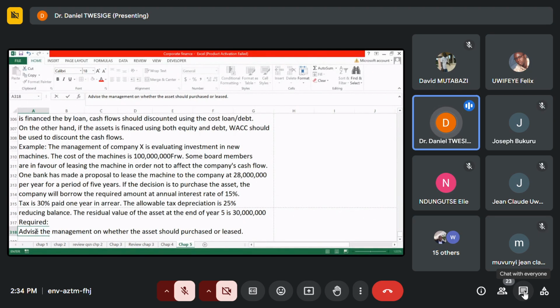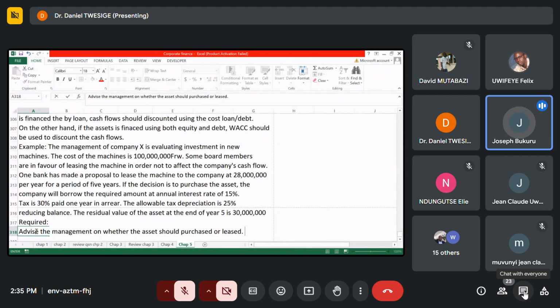The cost of the machine is 100 million. Some board members are in favor of leasing the machine in order not to affect the company's cash flow. One bank has made a proposal to lease the machine to the company at 28 million per year for a period of 5 years. Isn't it the leasing?